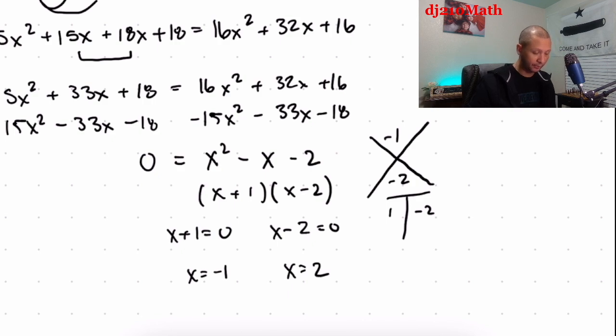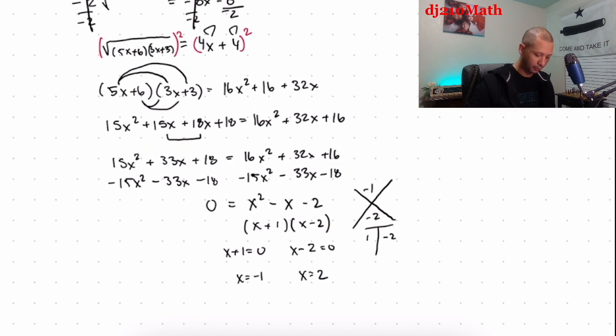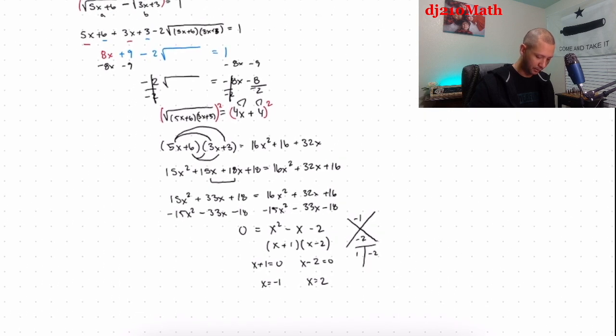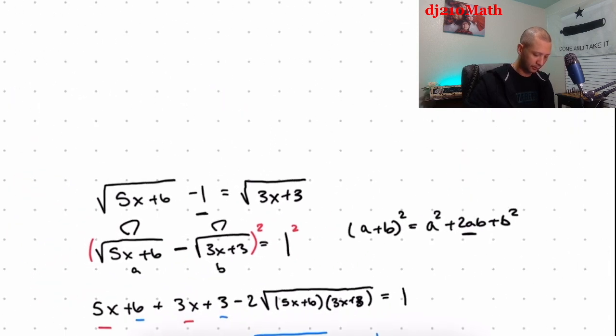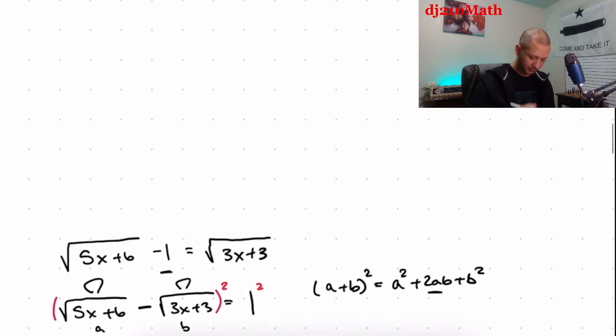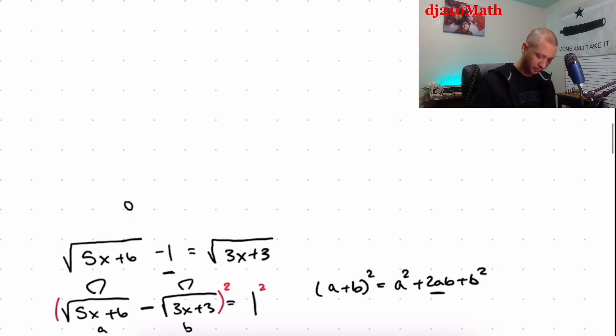All right, we have to test these numbers back in the original problem. So way back in the beginning. So negative 1 and 2, basically. So negative 1: negative 5 plus 6 is 1. 1 minus 1 is 0. Right-hand side, negative 3 plus 3 is 0, square root of 0 is 0. All right, so negative 1 works.